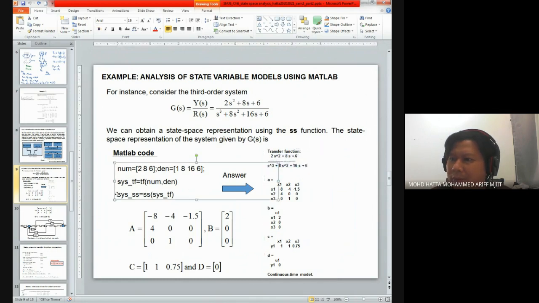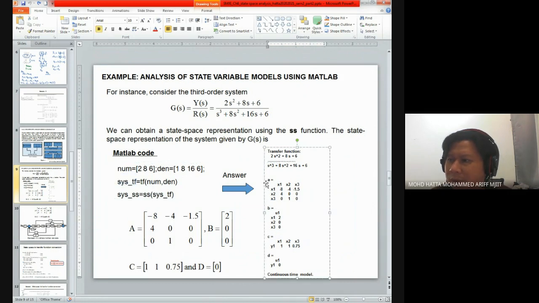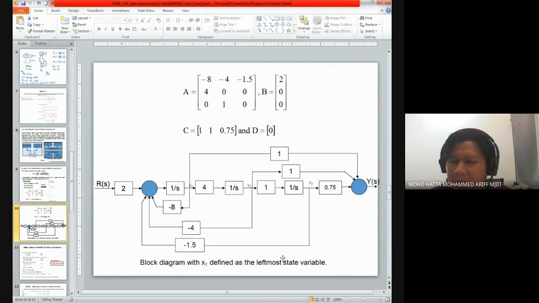And then when you try to convert from transfer function to a state space, you must use this ss of the system transfer function, or what you define over here. So ss of this tf will give you all these answers. It's very easy to use MATLAB. And of course, if you have the state space model, you can also come up with the block diagram. I will skip this part. What I need you to do is go through how to come up with this block diagram.